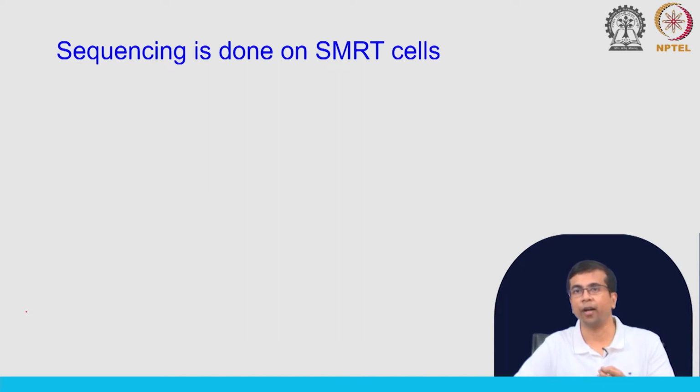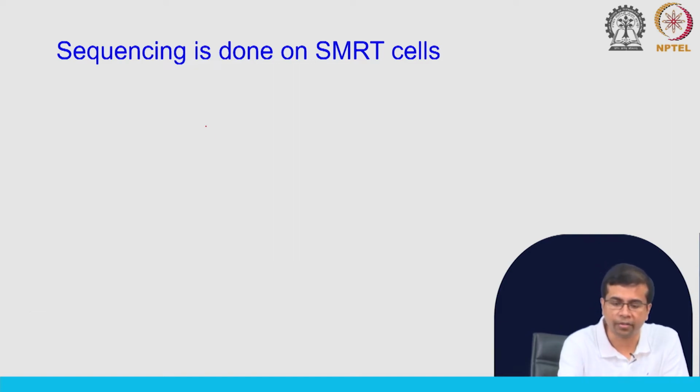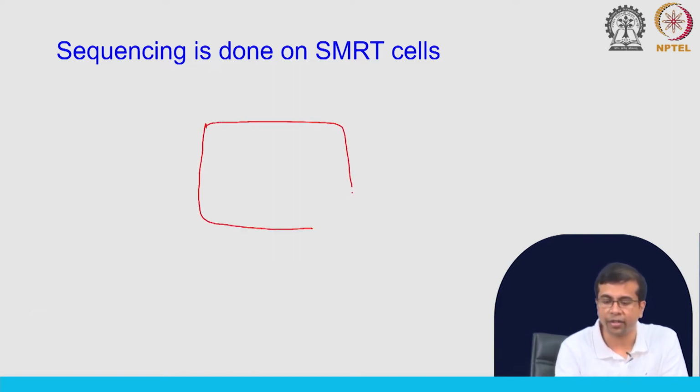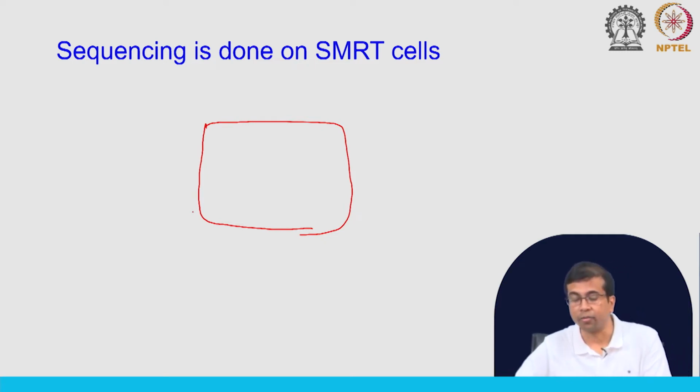So, the question is now how does this sequencing happen? How do we actually get these long reads? We will talk about this principle now. Sequencing is done on something called SMRT cells. Like a flow cell or a picotiter plate, here we have these SMRT cells where we do the sequencing. It is kind of a box-like structure where this sequencing would happen. You can search and look up images, and you will find quite a few pictures of these SMRT cells.